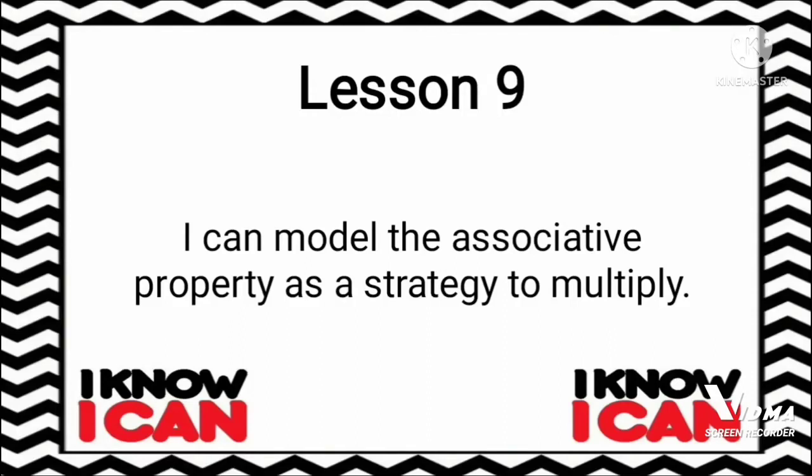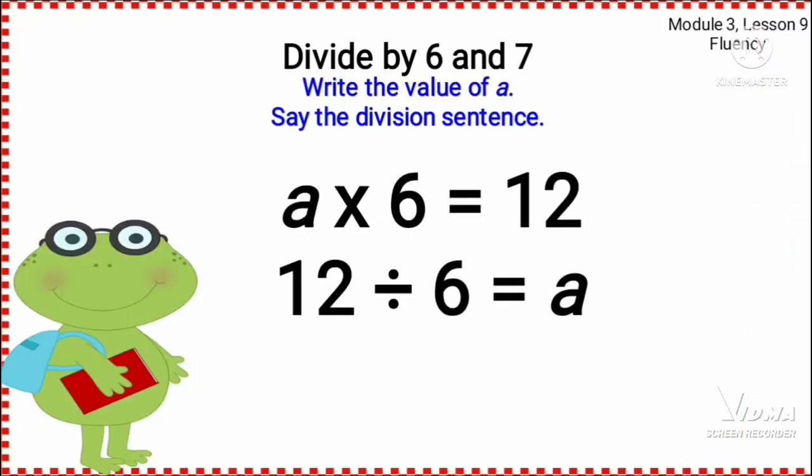Daniel. Today we'll complete lesson 9 of your Common Core Grade 3 Module 3 workbook. Let us see if you can model the associative property as a strategy to multiply. First, let us try dividing by 6 and 7. So write the value of the letters in each of the equations I'll give you.